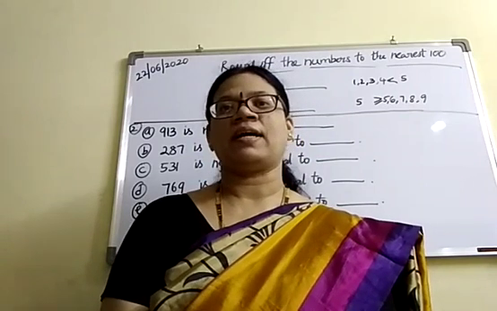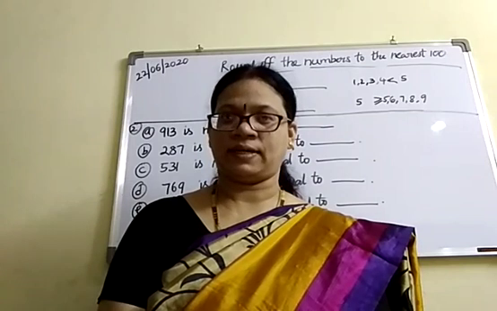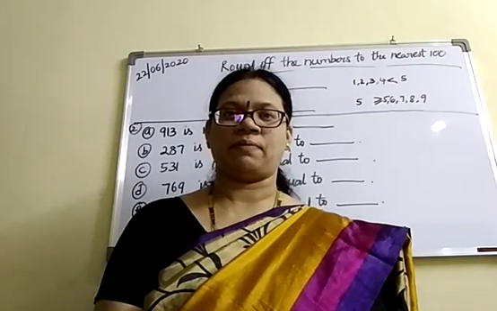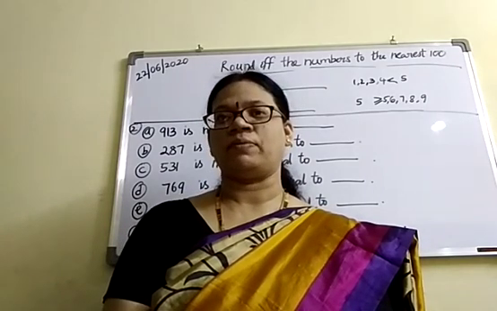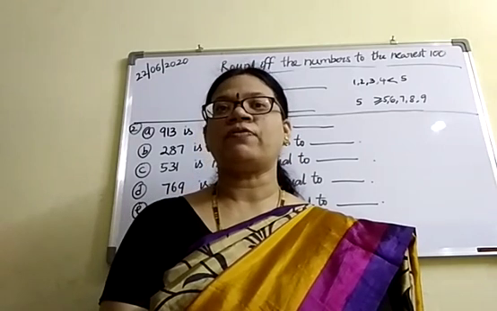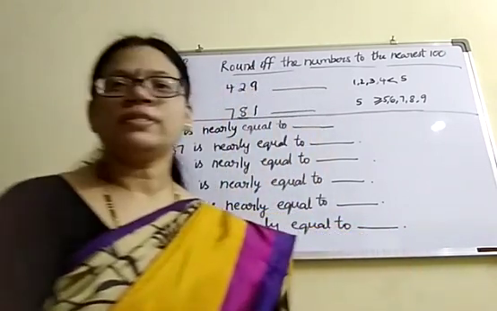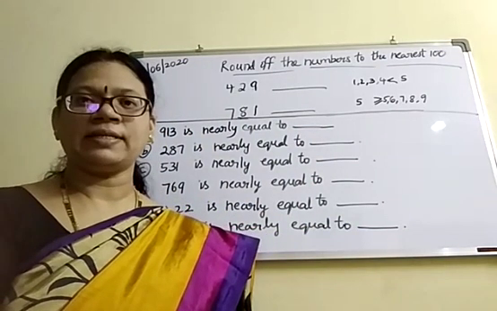Now in the previous class you have learned how to write the rounding of numbers to the nearest tens and hundreds also, with some examples. Already you have done the homework for rounding numbers to the nearest tens. Now in this class we are going to learn how to write the rounding of numbers to the nearest hundreds. So once again I will revise how to write the rounding of numbers to the nearest hundreds.